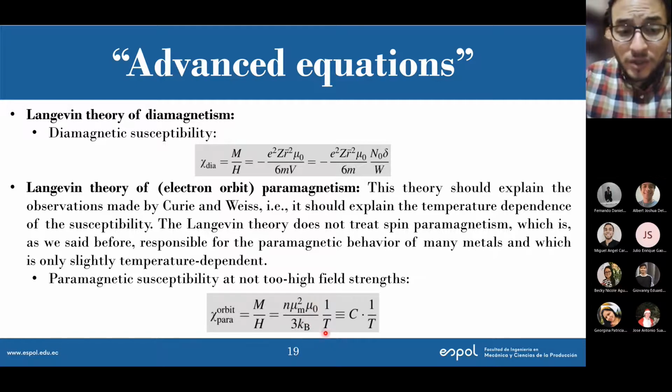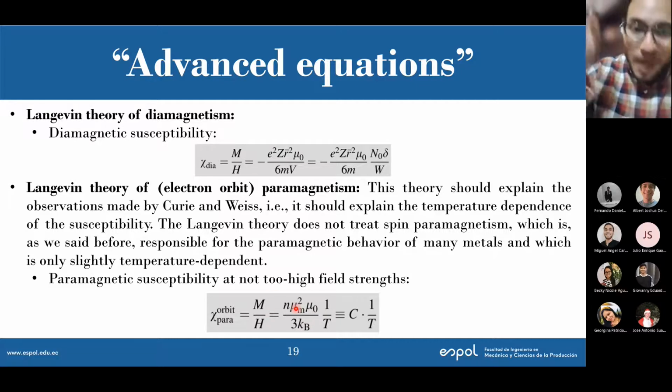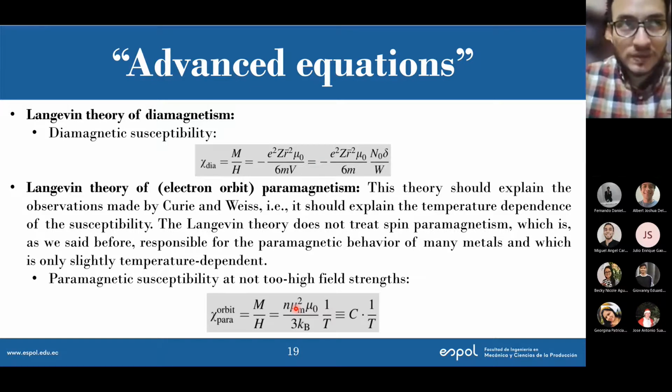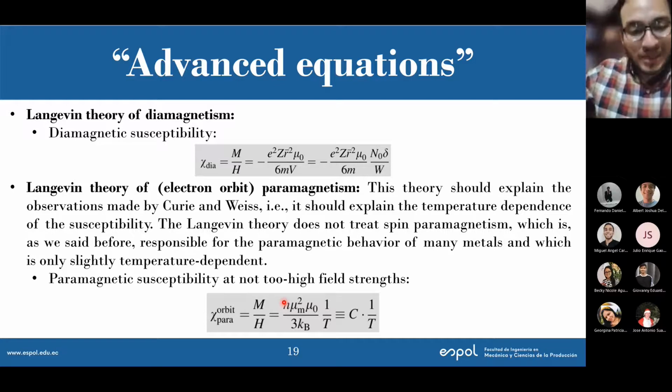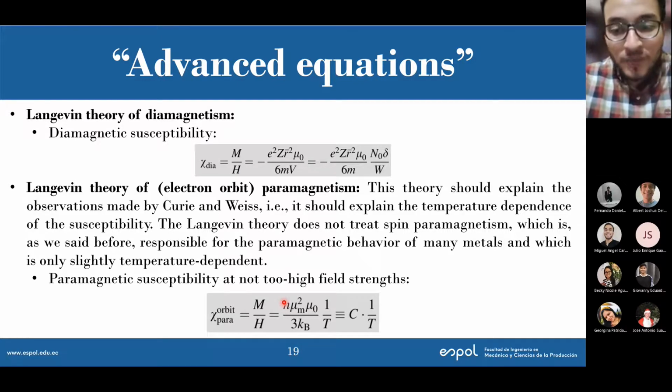So you know the terms, KB is the Boltzmann constant. Mu naught, remember, is the permeability of free space. What is mu m? It's called the magnetic moment, okay? Mu m is the magnetic moment, and n is just the number of magnetic moments. I guess that's the easy way of calling it, right? It's just a number that tries to explain how many magnetic moments a material has.